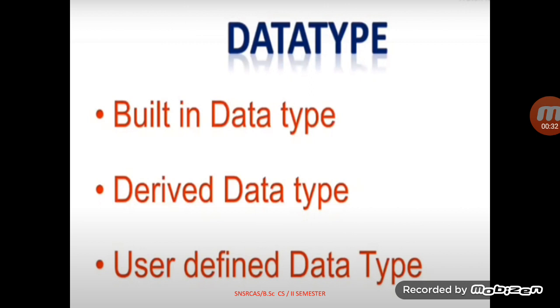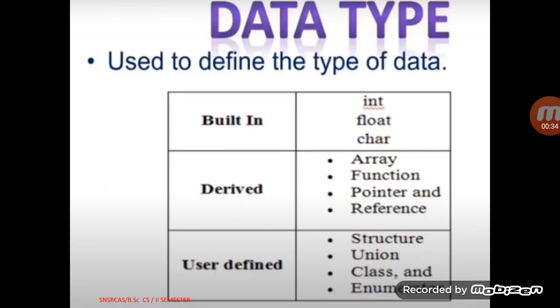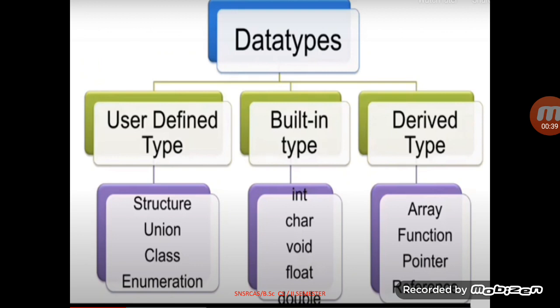There are three data types: built-in data types, derived data types, user-defined data types. Built-in data types, or we can say primitive data types, are int, float, character. Derived data types are array, function, pointer, reference. User defined data types are structure, union, class, enumeration. So the data types are similar to C, and in C++ we are going to see additional data types: class and reference.